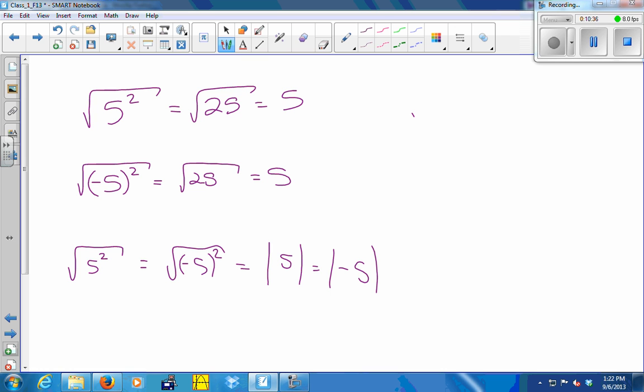So for example, the square root of -6 squared would be the absolute value of -6, which is 6. You can't just say 6. Yeah, you can just go 6 if you want. That's fine. You just did the absolute value part in your head. That's all.